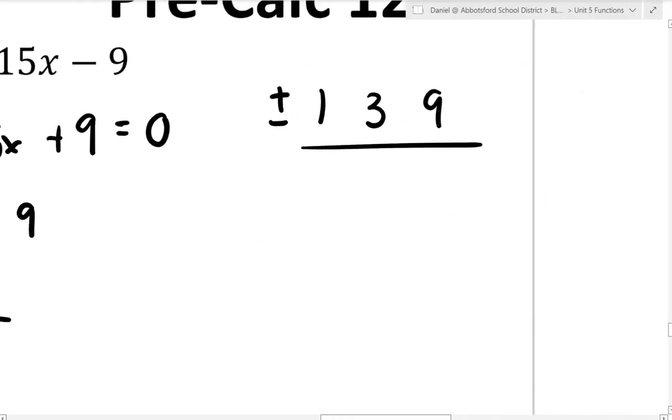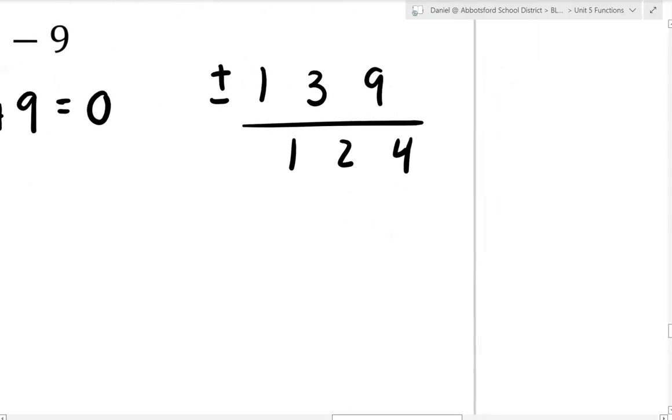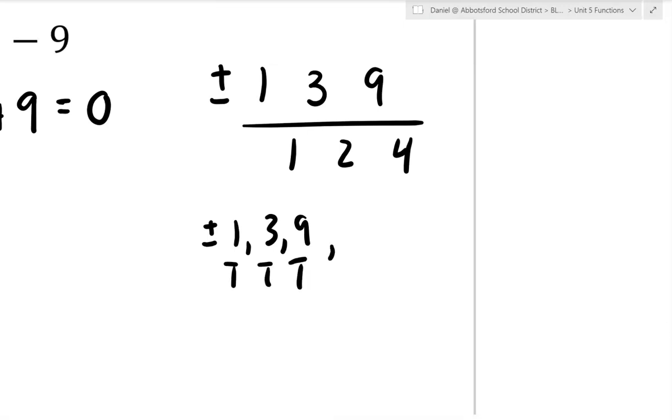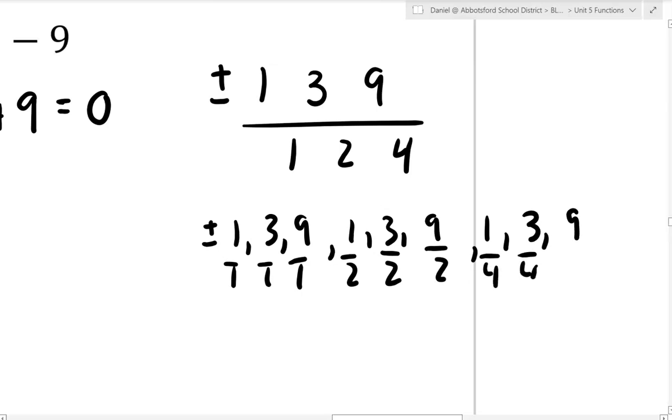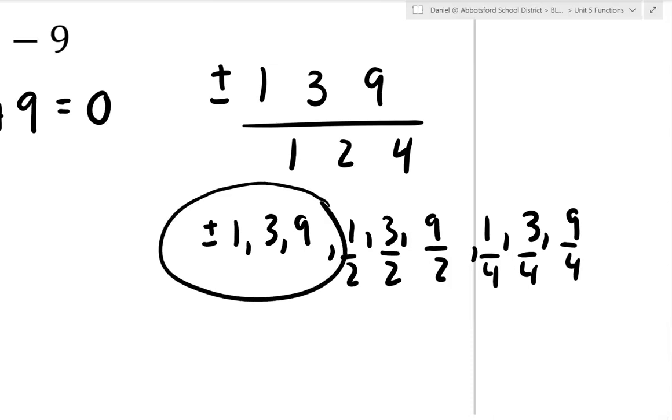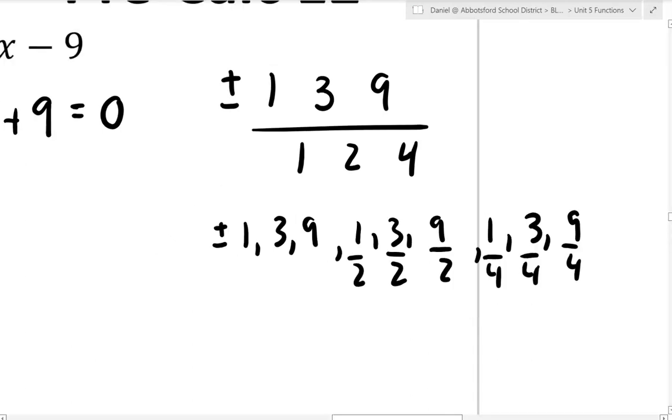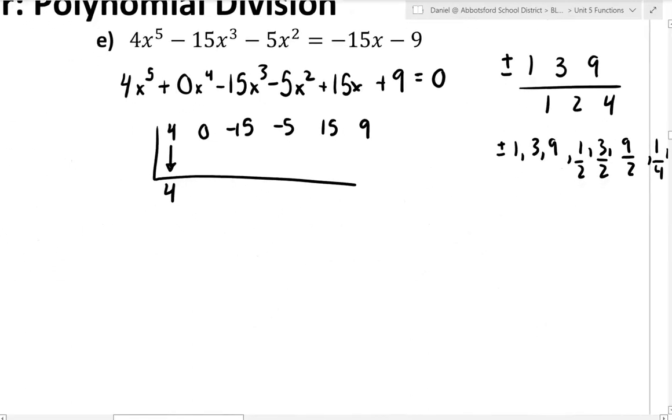So what multiplies to 4 is 1, 2, and 4. And so if I was actually going to list all of these out, I'd have plus or minus 1, 3, and 9 all over 1. And then I'd have 1, 3, and 9 all over 2. And then I'd have 1, 3, and 9 all over 4. Now I'm not going to have the over 1s, I'm going to erase those. But these are technically all the different possibilities that we could have. I'd obviously start choosing these first. So I can try plus or minus 1, 3, 9.